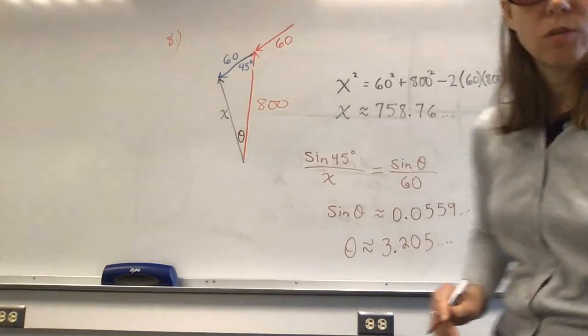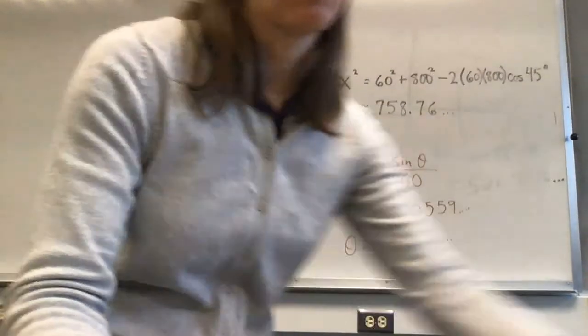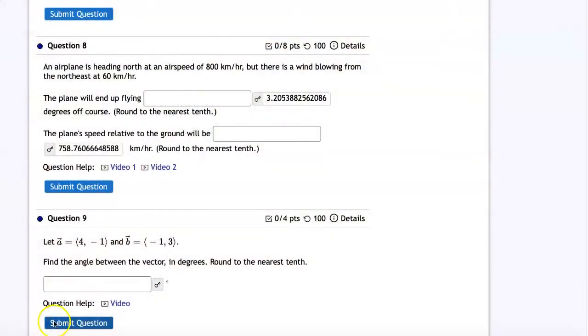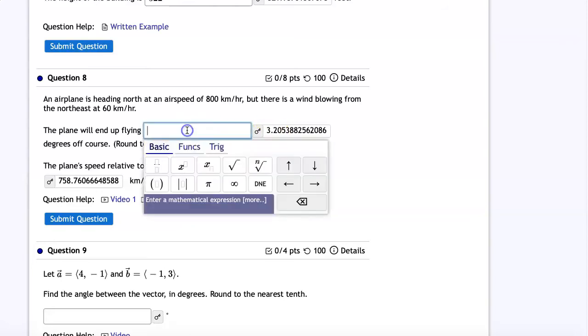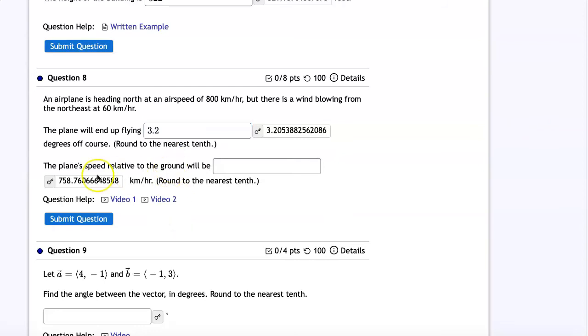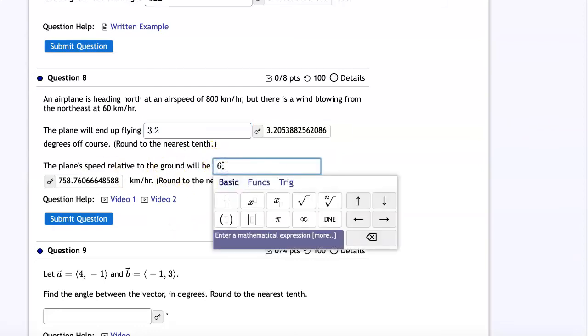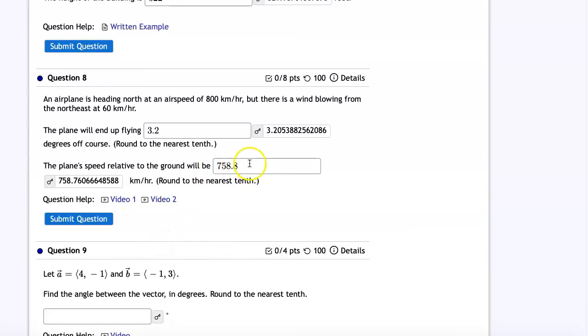Now I need to see what is it that I need to round to. And on my open math, it says that we're rounding to the nearest tenth. So for this one we would do 3.2. And then for this one right here we would do 758.8 because the 6 rounds the 7 up to 8.